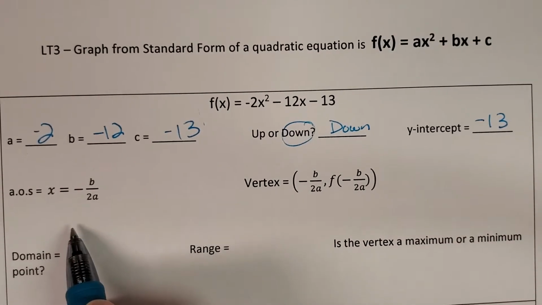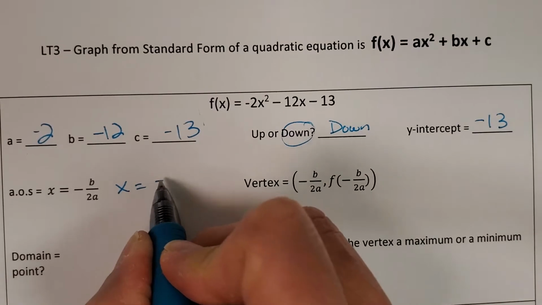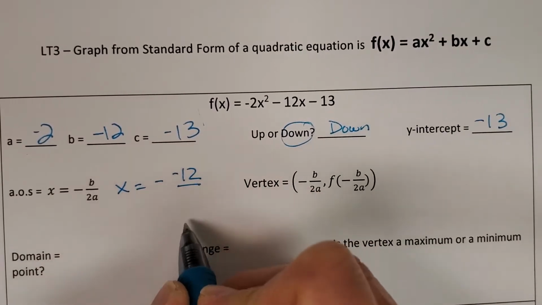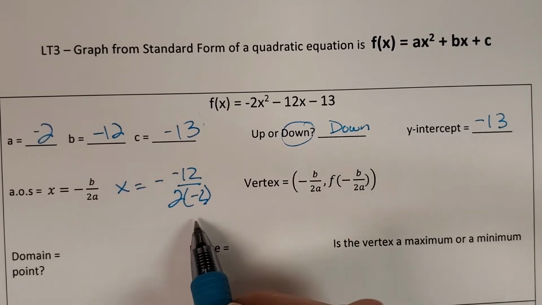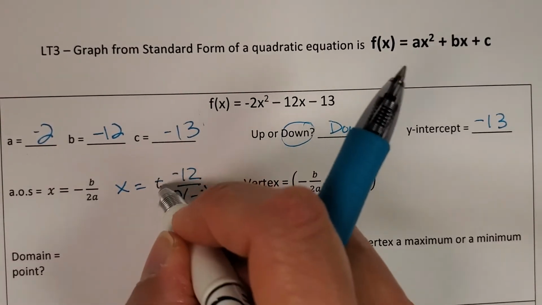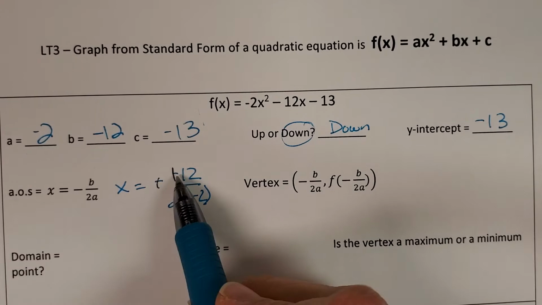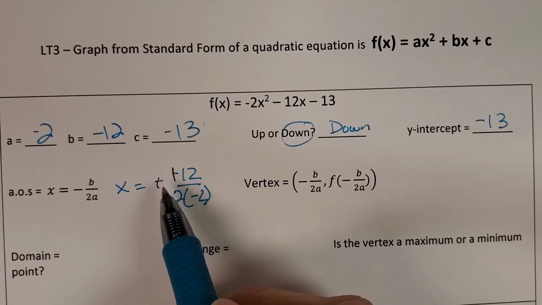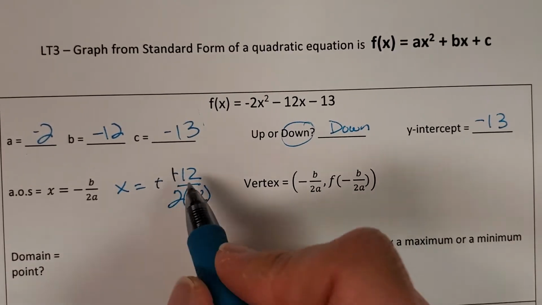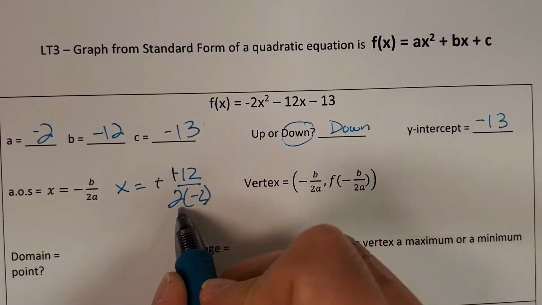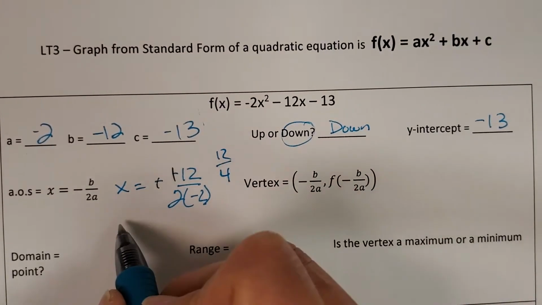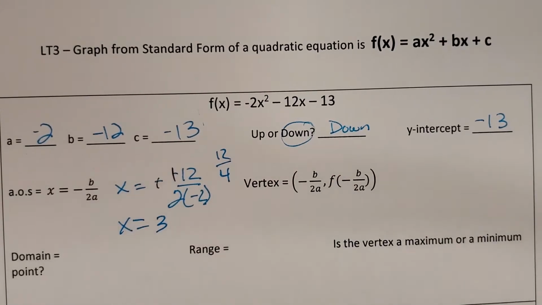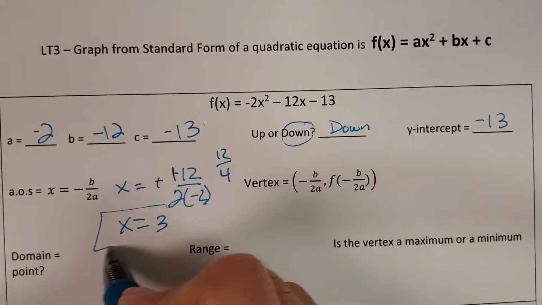So let's find our axis of symmetry. We say x equals the opposite of b, which was negative 12, over 2 times a, which is negative 2. Well, we know that subtracting a negative is the same thing as adding a positive. So that's positive 12, and this is negative 4, and 12 over 4 is 3, so x equals 3. So our axis of symmetry is 3.